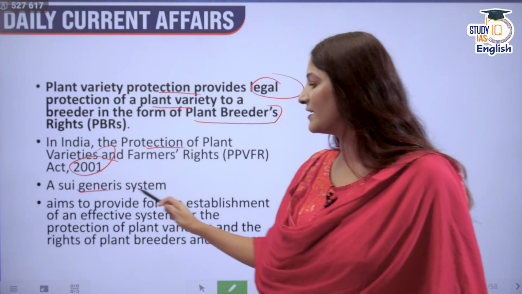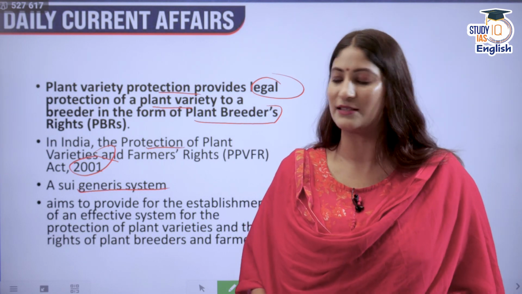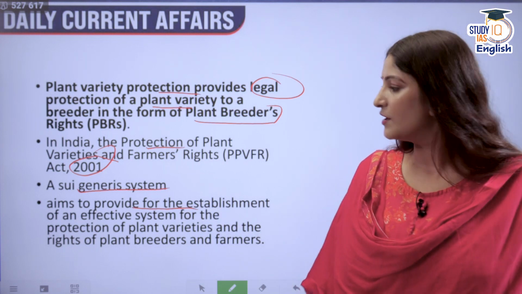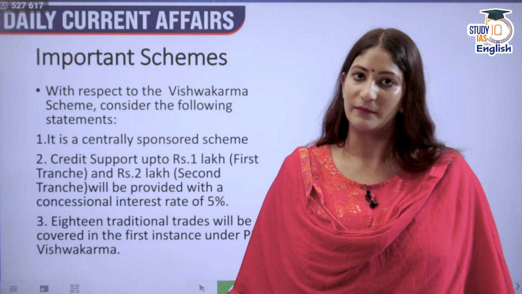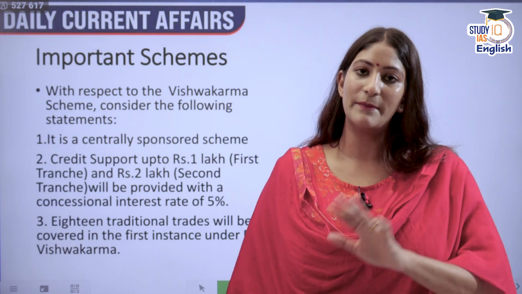It is a sui generis system. That means it is used in place of the regular patenting system. And it aims to provide for the establishment of an effective system so that protection of plant varieties and rights of plant breeders are protected. Alright. So I will take the names of those students who have answered it correctly by the end of this class.